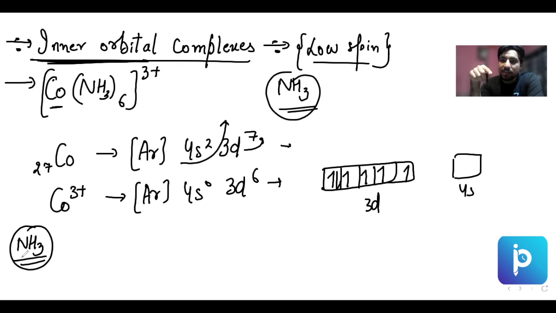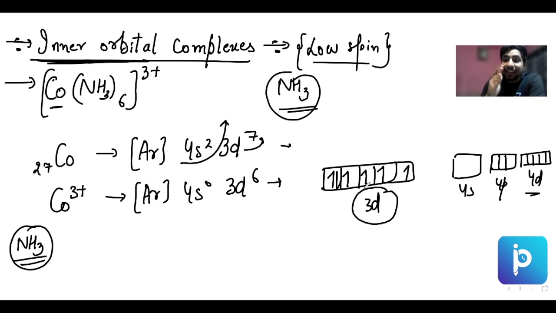Because it is a low spin complex, it will be using the inner orbitals. Inner orbitals means that here 4p orbitals are also there, and here the 4d orbitals are also there. So which d orbitals will it be using? It will be using the d orbitals present on the inner side, meaning 3d, not 4d. 4d are outer ones. It will be using the 3d orbital, which is the inner orbital.